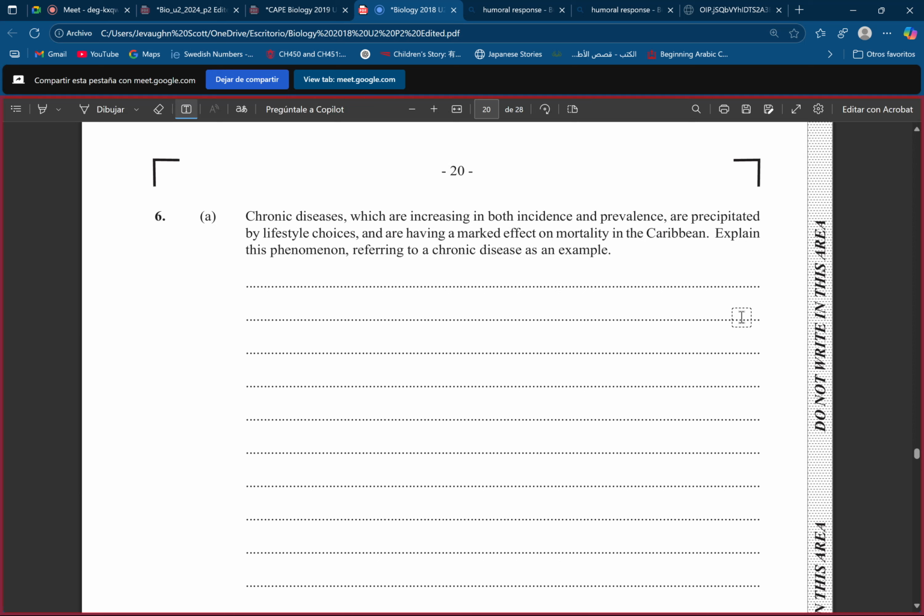So let's go. Chronic diseases, which are increasing in both incidence and prevalence, are precipitated by lifestyle choices and are having a marked effect on mortality in the Caribbean. Explain this phenomenon, referring to a chronic disease as an example.